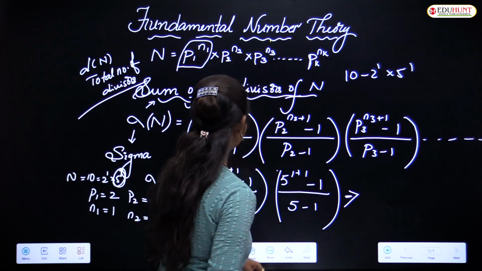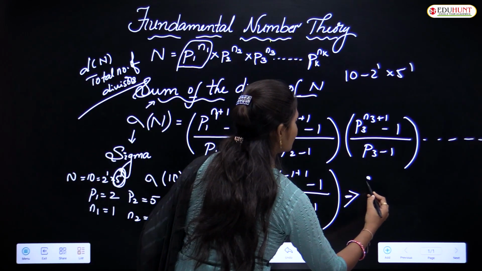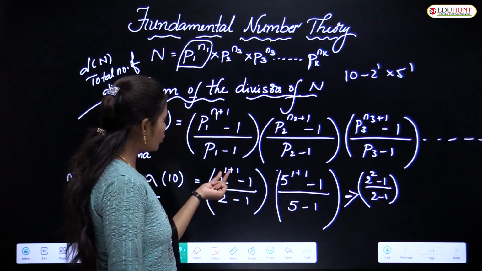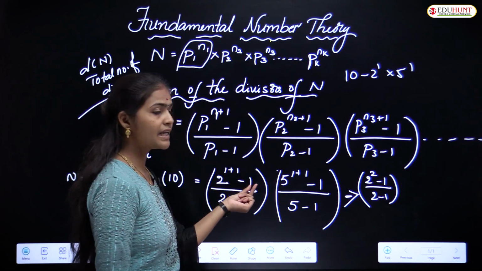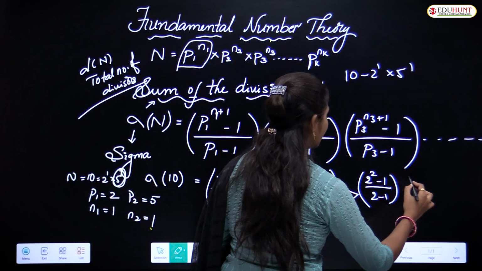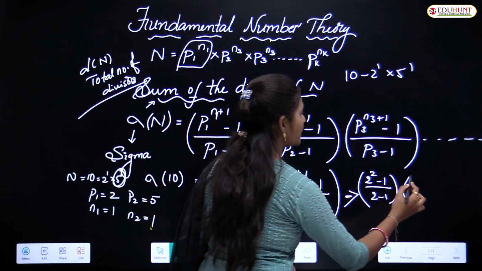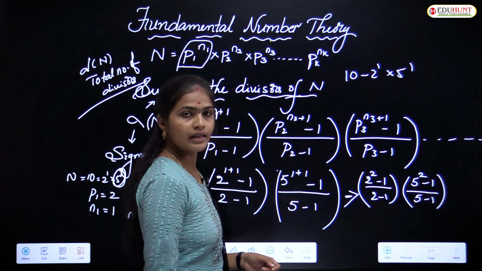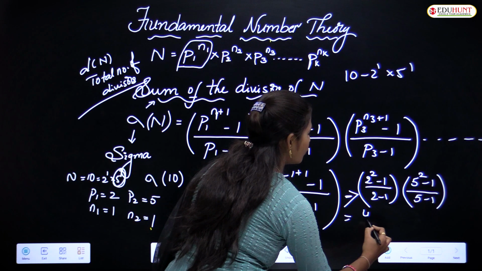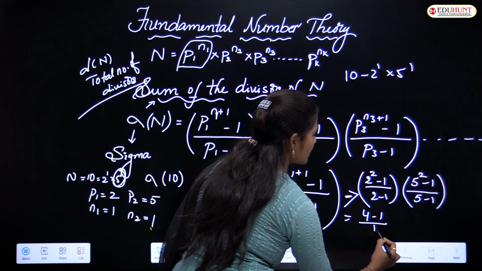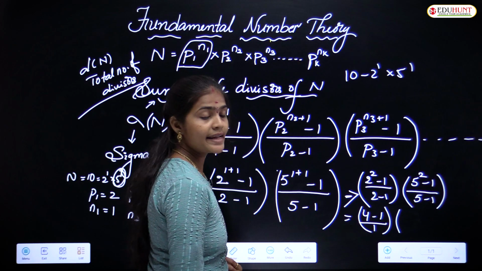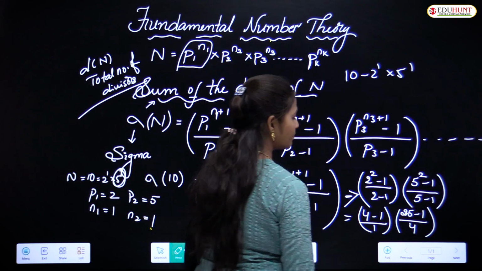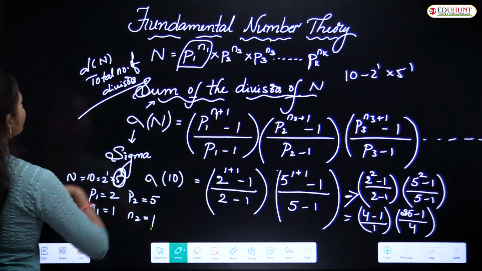So which is equals to 2 power 1 plus 1, which is 2 square minus 1 by 2 minus 1. Is it clear? 2 power 1 plus 1 means 2 power 2 minus 1 whole by 2 minus 1, into 5 power 1 plus 1, which is 5 square minus 1 by 5 minus 1. Clear? Now here 2 square is 4, minus 1 whole by 2 minus 1 is 1. Next 5 square is 25, 25 minus 1 by 5 minus 1 is 4.